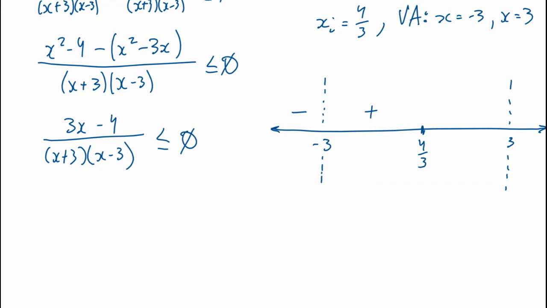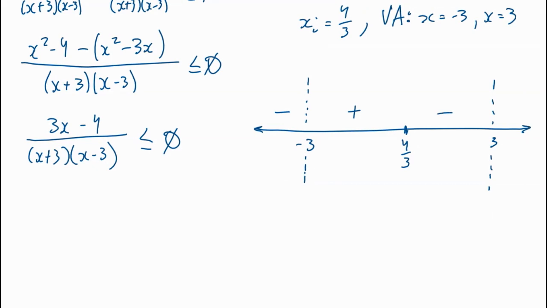So this is going to be 6 minus 4, which is positive. 2 plus 3 is positive. 2 minus 3 is negative. One negative makes negative. And if I pick 10, everything's going to be positive. So I've got 2 intervals where it is less than or equal to 0.